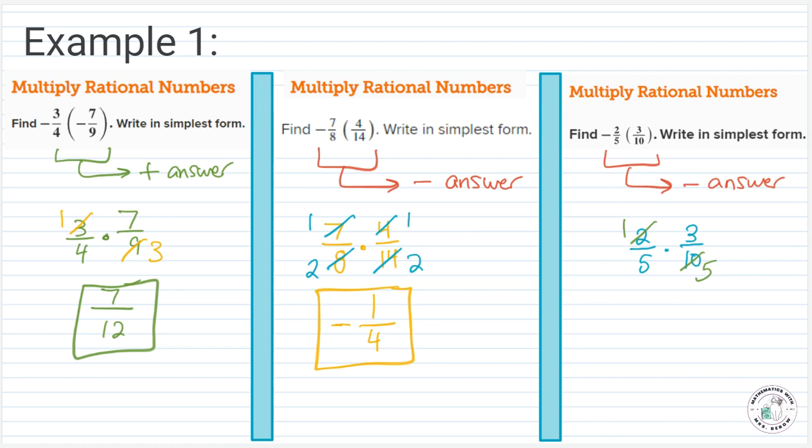And so we'll multiply our numerators. 1 times 3 is 3. And then multiplying our denominators, 5 times 5 is 25. And then I just need to add my negative out front, and it's good to go. -3/25.